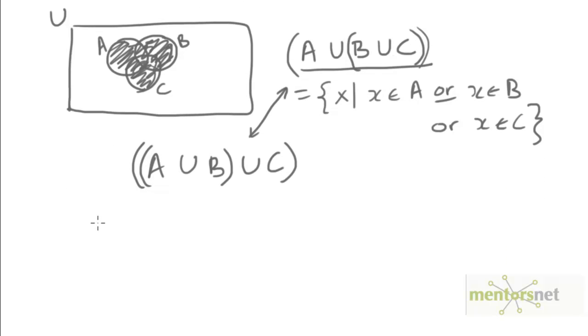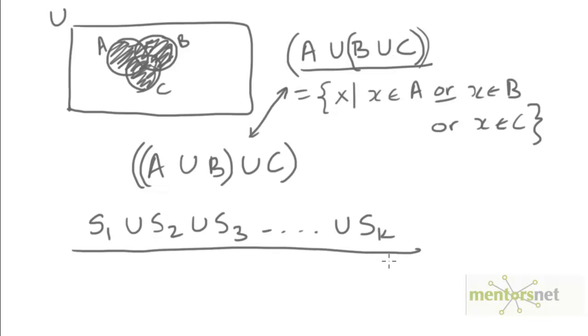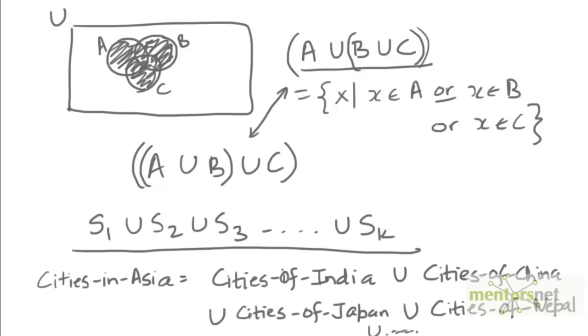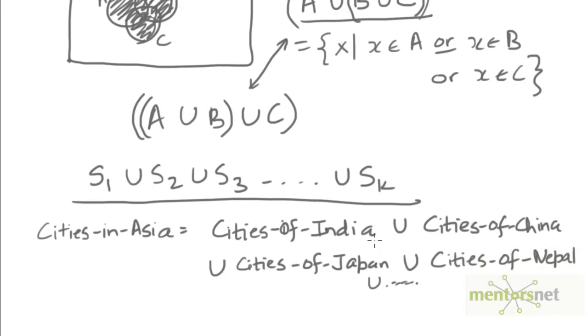So the set union operation can be generalized to as many sets as you like. You could take k sets S1, S2, S3 for any value of k and take their union. For example, we could define a set called cities in Asia. This would be the set of all cities in Asia, and we could create this set by taking the cities of every country in Asia. So you could define a set of cities of India, another set of cities of China, another set of cities of Japan, Nepal, Pakistan, Sri Lanka, Bangladesh and so on, all the countries in Asia individually. And then when you take the union of all these sets, you would get a larger set which would be the set of all cities in Asia.